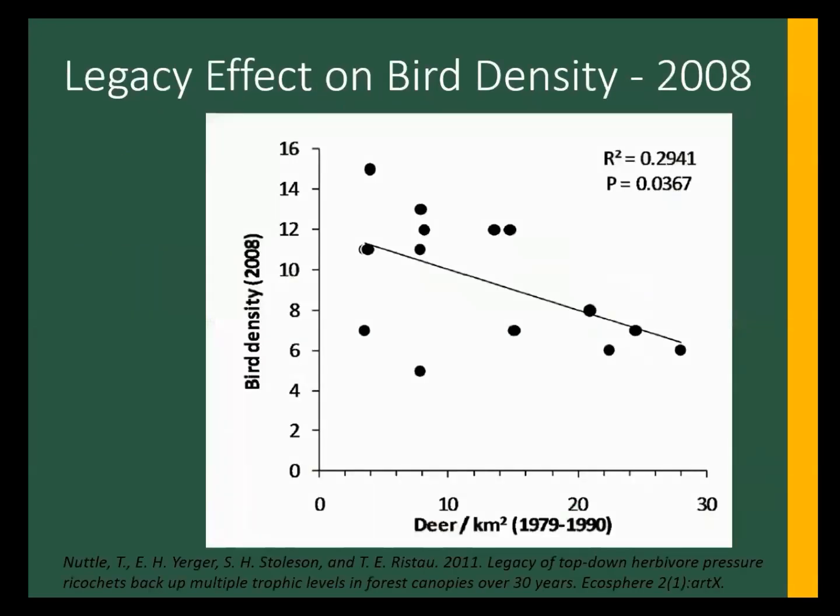So in that same study at Allegheny National Forest, they looked at deer density historically, and whether or not that has a legacy effect on bird density about 18 years later. And what they found is that yes, it does. The forests with many deer in the past still, many years later, have a lower bird density than those with a lower deer density. And that's primarily through the loss of those layers of vegetation.